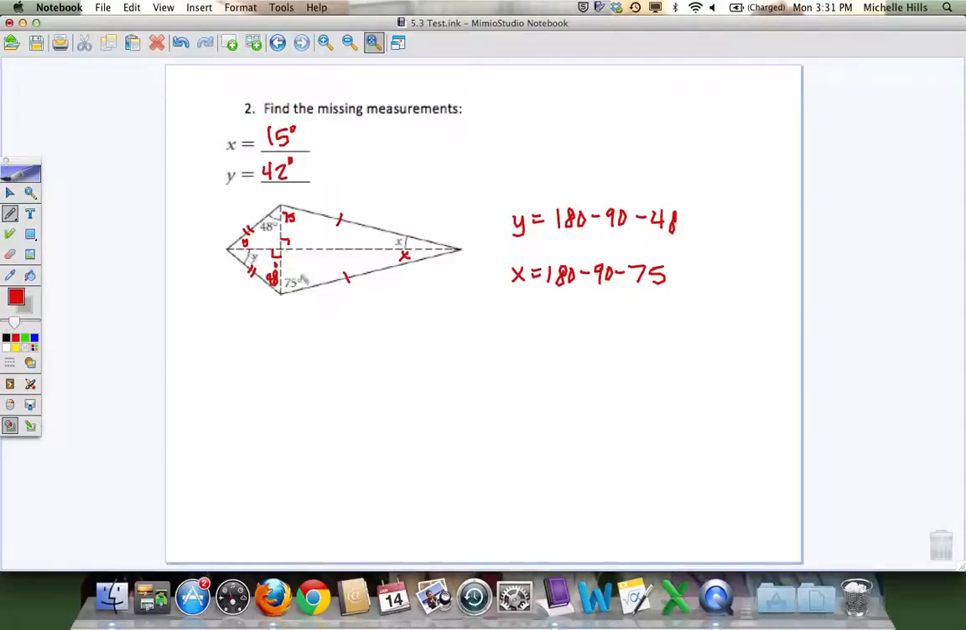You don't have to show all of these markings on here. That was more my thought process to know why we can set these up. You do need to show this work.